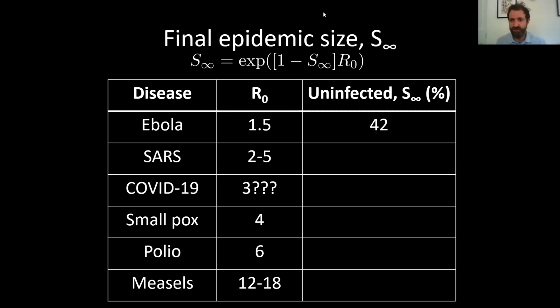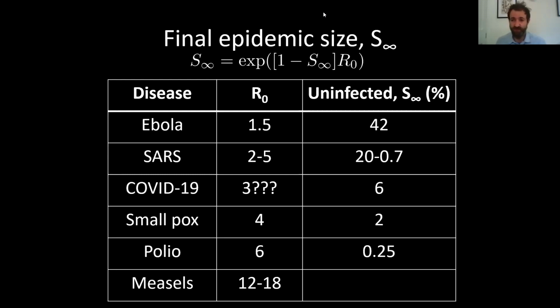But then as the reproduction number starts to step up, if you look at SARS, that has an estimated reproduction number between 2 and 5. We don't have a really good handle on that, but that means that anywhere between 20% of people with the lower end of the reproduction number, or as low as 0.7% of people with the higher end of the reproduction number will remain uninfected. Similarly with COVID, it's as low as 6%. Smallpox, which has an R0 of 4, it's as low as 2%. Polio, it's 0.25%.